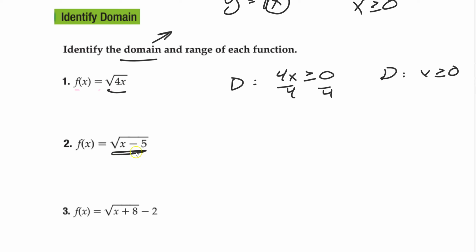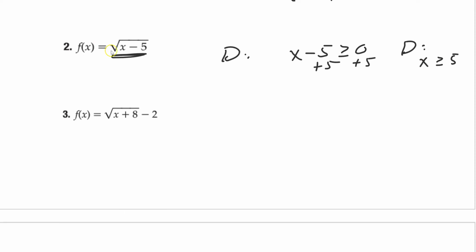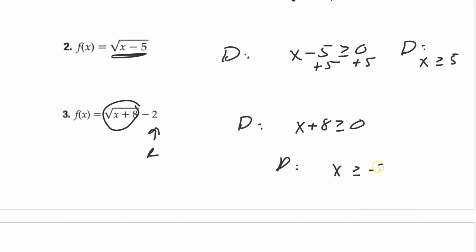Next one, same idea. Domain, get whatever's on the inside, set that greater than or equal to 0. Add 5. My domain is x has to be greater than or equal to 5. Last one here, same idea. There's a -2 that actually affects the range. My domain is this part. So it's all about the stuff underneath the radical. So x plus 8 is greater than or equal to 0. So my domain is x is greater than or equal to -8.